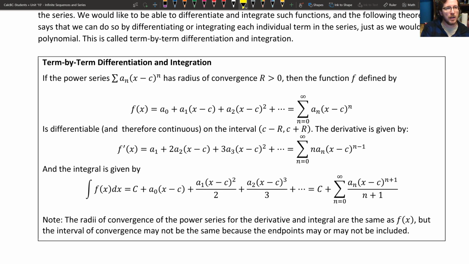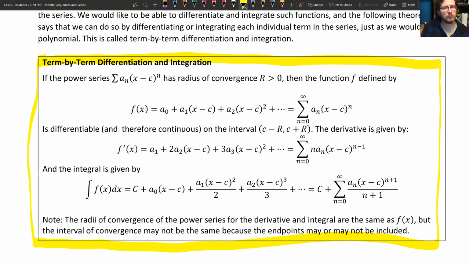If we have our power series that has a radius of convergence R greater than 0, then the function, which is defined just like we did our other power functions, is differentiable and continuous on the interval from the center plus or minus the R value. The derivative is given by f prime equals, and notice how each of the terms in this series corresponds to the derivatives here.